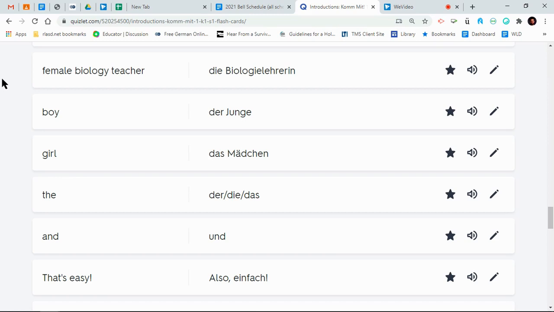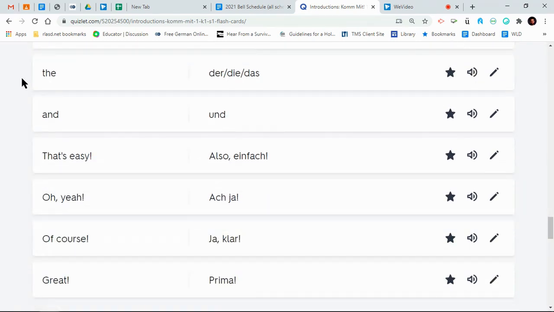Okay, the next one down is the word for the. Like I said already, we have 3 different words for the. At least at first, we'll introduce 3. There are 3 different genders. The being masculine would be der, the feminine, die, and the neuter is das. Next word is and. In German, just 1 letter change there, changes to a U. The A changing to a U is und. Und.